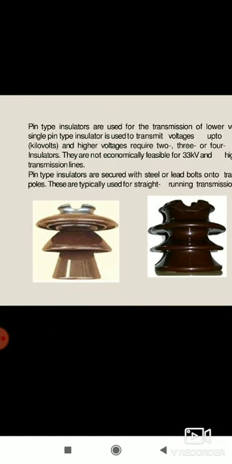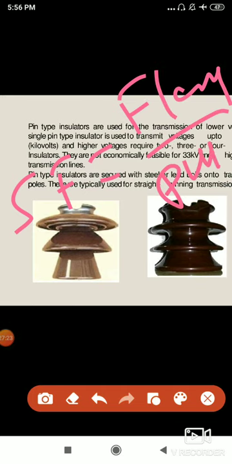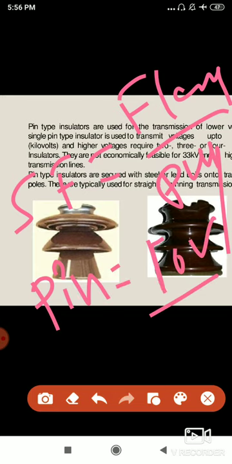So while designing your insulator, you should take care of how much safety factor you have to take in. So what is a safety factor? Safety factor can be defined as flashover by puncture, right? You need to consider these things while designing your pin type insulators. So for a pin type insulator, what is the safety factor? It is equal to 10, and it doesn't have any units. So the safety factor is 10. All right, so this is about pin type insulators.